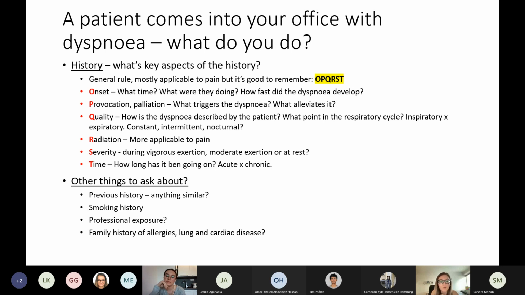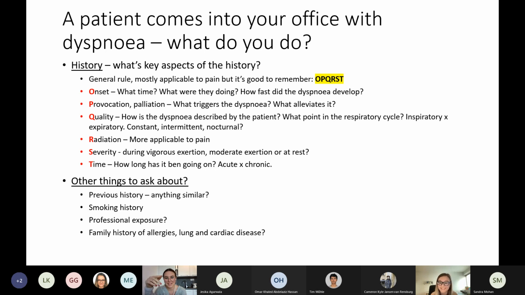Exactly. And then think about whether it's constant, if they constantly have the dyspnea, if it's intermittent, or if it's nocturnal. With, for example, heart failure, they have difficulties breathing during the night, which wakes them up. This is something they could be describing to you, and you might lean towards that.